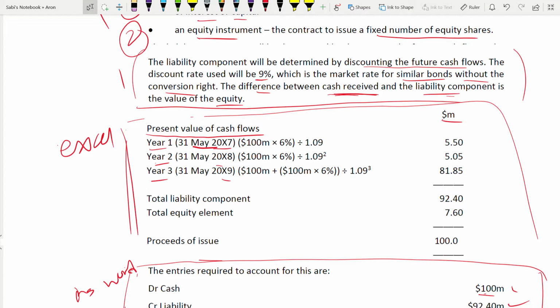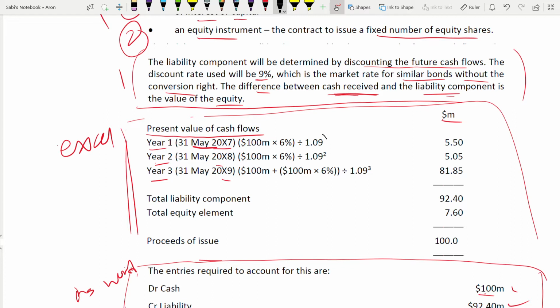100 into 6%, 100 into 6%. Just this will be to the power 1. This is to the power 1. This is to the power 2.